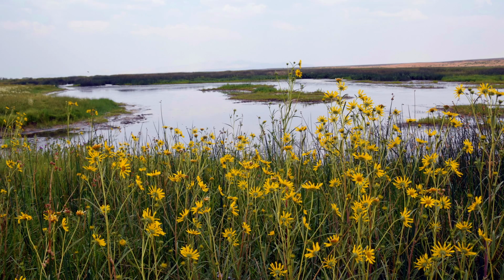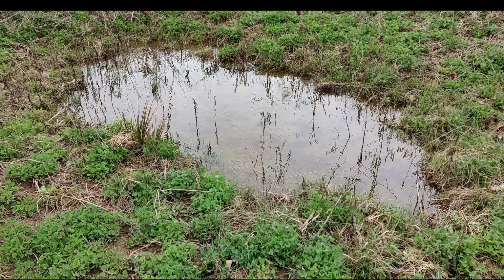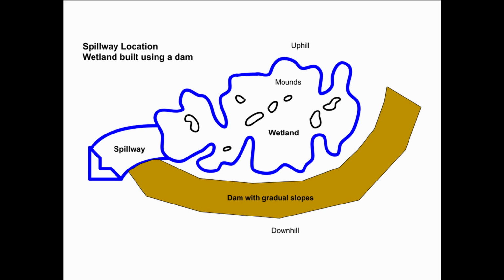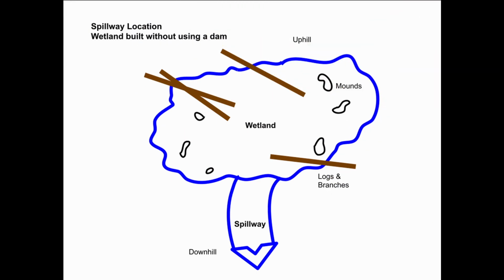Every wetland must have a spillway, including large wetlands like this one, and very small wetlands like this one. This drawing shows where a spillway can be located on a wetland constructed with a dam. The spillway can be placed on one end of the dam or the other. The spillway will move water around and away from the dam, because water flowing over the dam will wash out the dam. This drawing shows where a spillway can be located for a wetland that is built without a dam.